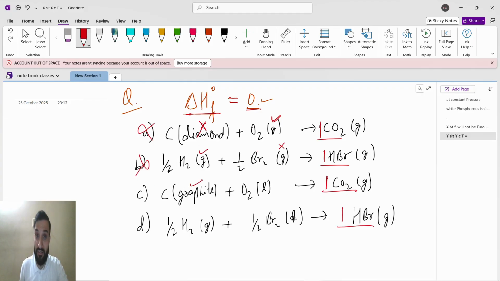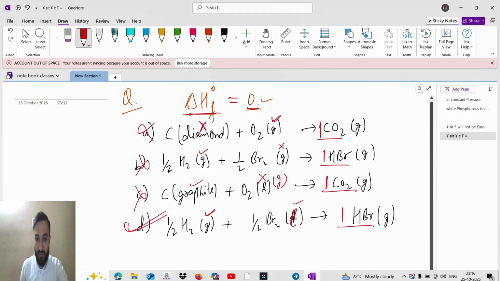Carbon is graphite, yes, in the standard form. Oxygen is liquid, no, oxygen should be gas in the standard form. So this is also not. Hydrogen is gas in the standard form, yes. And Br2 is liquid in the standard form, yes. This D is the one which represents the formation, delta HF naught.